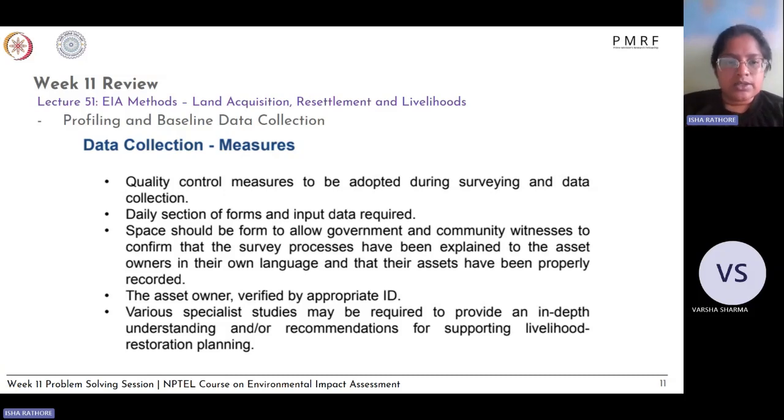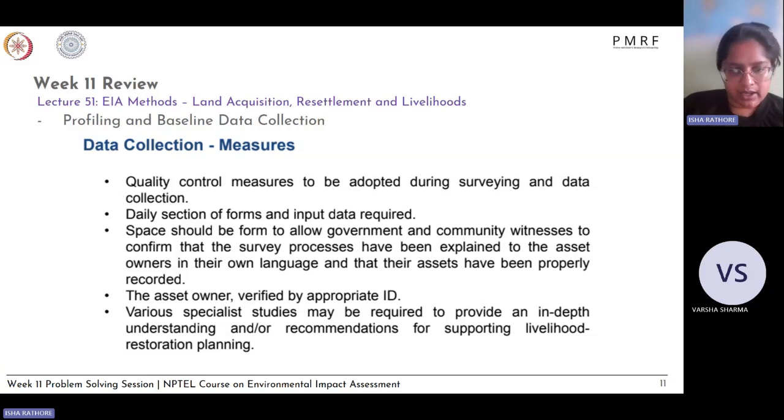So this should be ensured, and there should be witnesses if possible, like community witnesses, not legal witnesses, but someone who maybe has undergone the same process and knows this is what was asked, so that all of this information can be cross-checked within the community members itself. Then the asset owner has been verified by appropriate ID. That is, this is their physical habitat. That is, the land which is being acquired is, as the asset owner is saying, theirs. So those documents need to be checked.